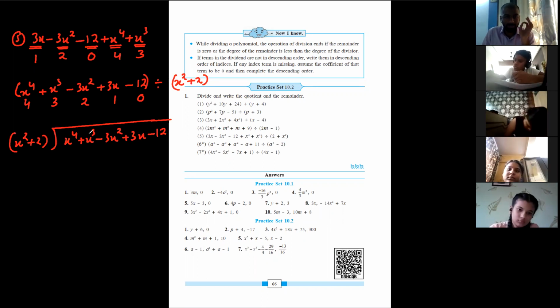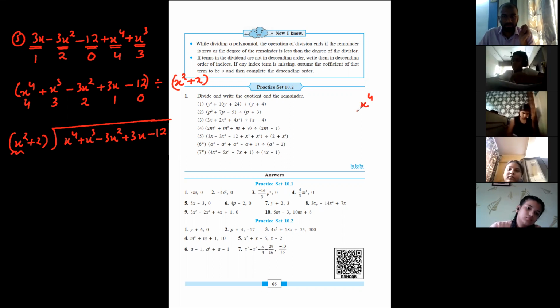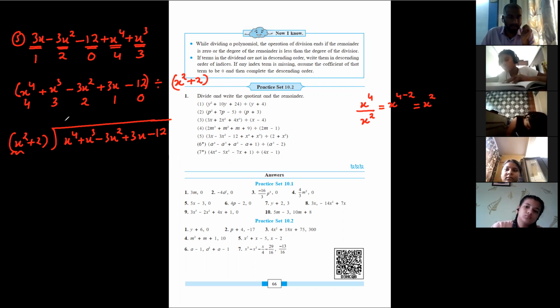Now the first thing that you have to do is eliminate x raised to 4. You'll eliminate x raised to 4 with x square. So over here you will divide this by x square. This will be x raised to 4 minus 2, so over here it will be x square. So I'll write x square over here and I'll write x raised to 4 over here.